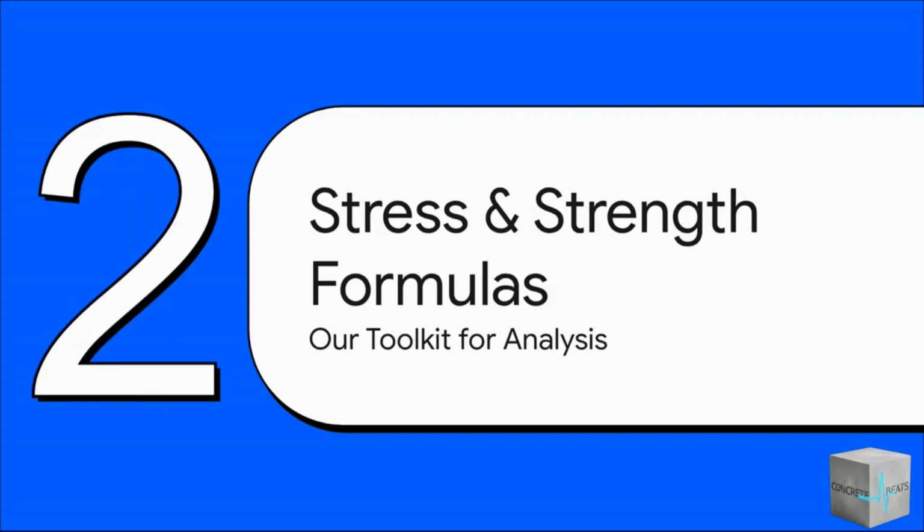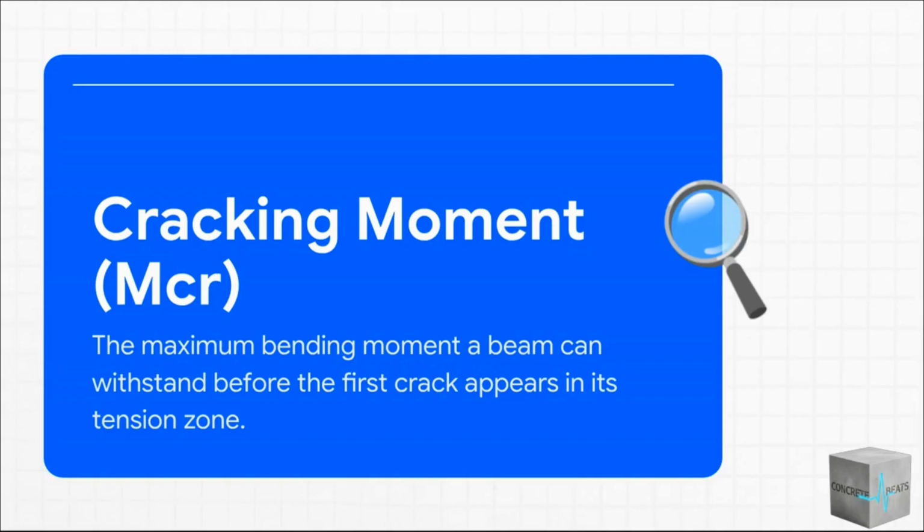Nope, it's all about the math. And to do the math, we need 3 key formulas. You can think of these as the essential tools in our engineering toolkit for predicting exactly when things are about to get cracky. All right, so everything we're about to do boils down to finding this one magic number. It's called the cracking moment, or Mcr. And that number is the answer to our big question. What's the maximum bending force this beam can handle before that first, tiny, but super important crack shows up? It's the beam's breaking point.